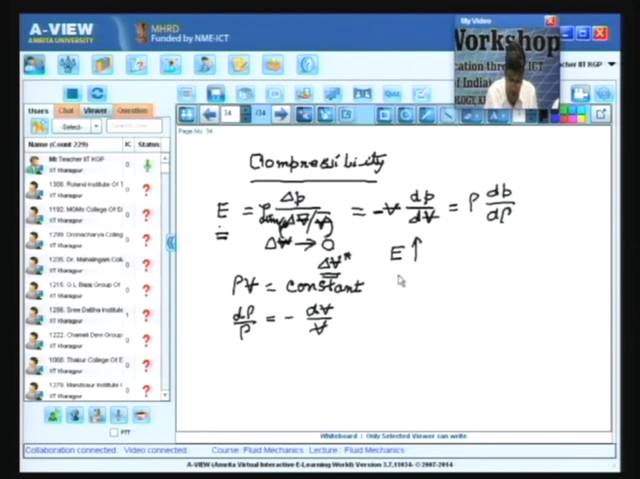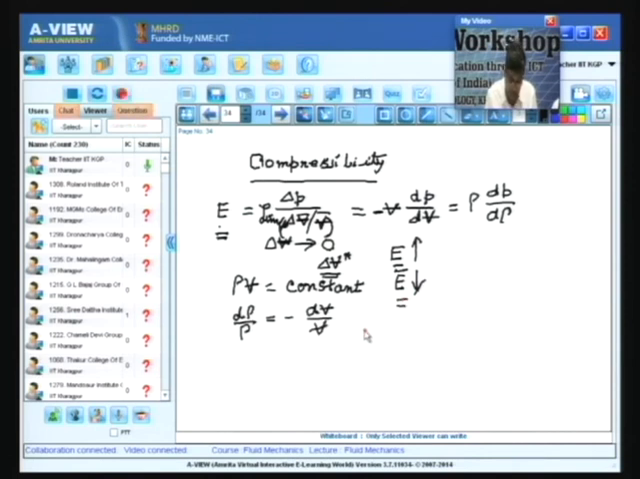And if the value of E is low, then the fluid is more compressible. I give you an example. Since fluid comprises liquids and gases, for liquids usually the value of E is very high as compared to that of gases. That is why liquids are relatively much less compressible than gases.